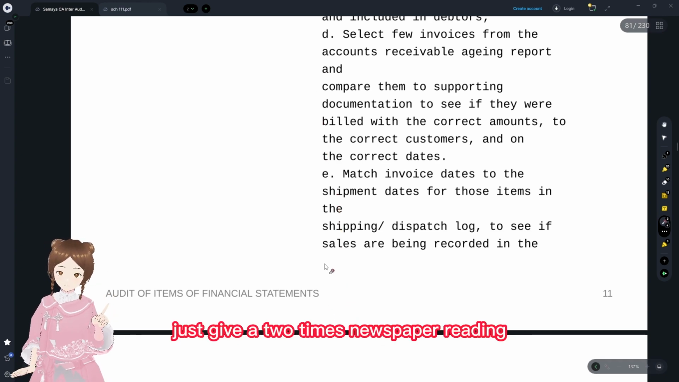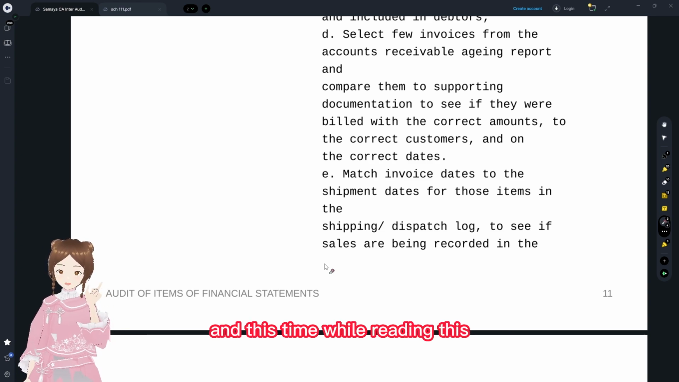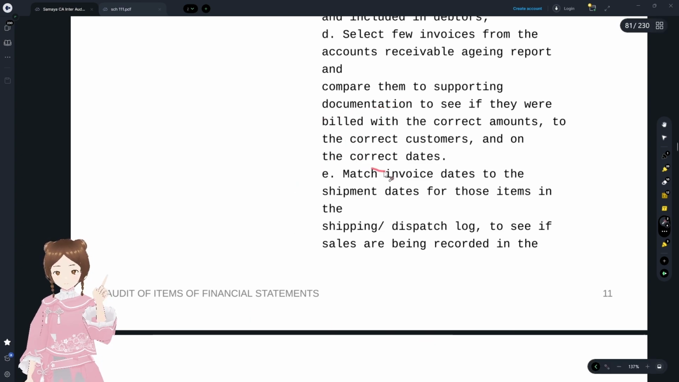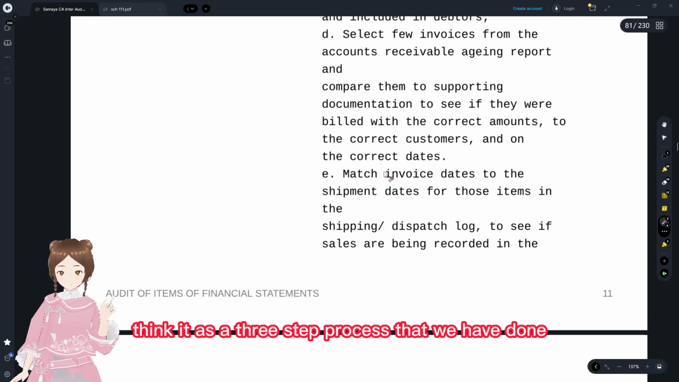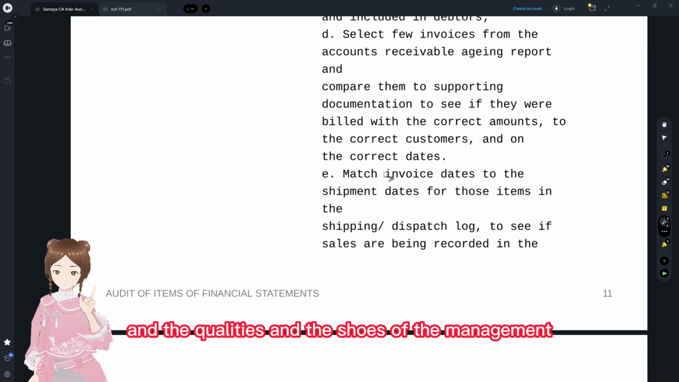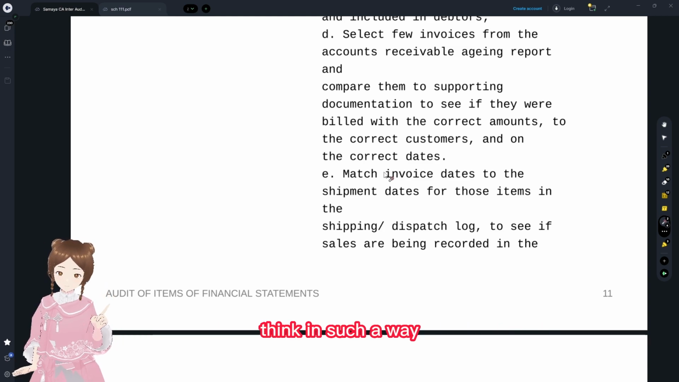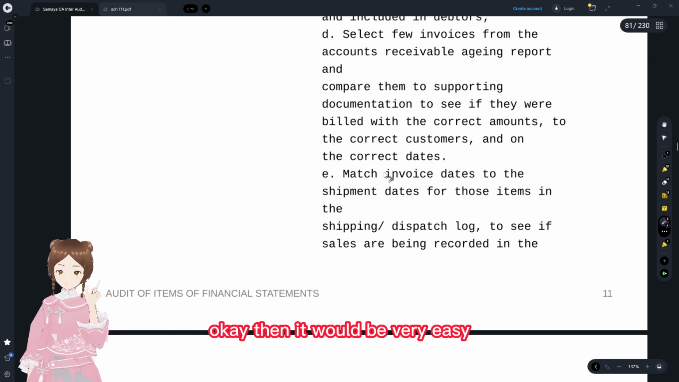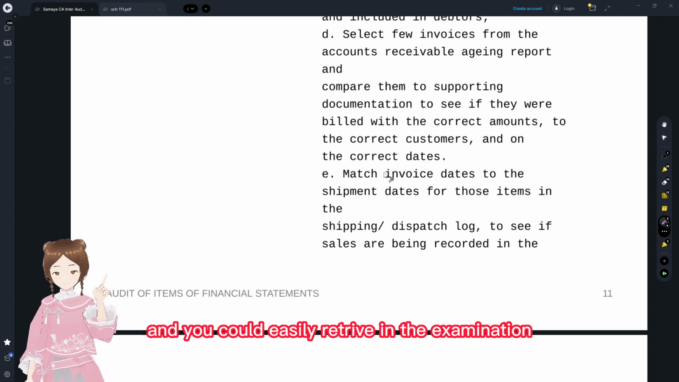Just give it a two-times newspaper reading, and this time while reading, think of it as the three-step process that we have done: the items of financial statements, and the qualities and the roles of the management and auditor. Think in such a way, then it would be very easy, and you could easily retrieve it in the examination.